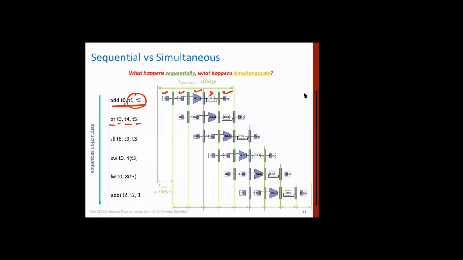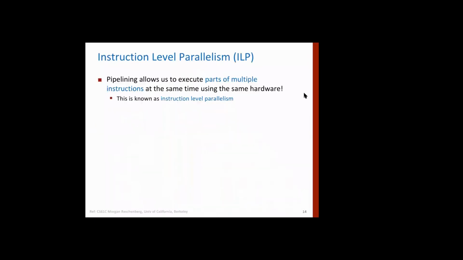We can see that for each instruction the latency is still 1000 picoseconds. Each instruction takes 1000 picoseconds, but a lot of instructions are getting executed in parallel. Actually 5 instructions are getting executed in parallel. This kind of pipeline parallelism is called instruction level parallelism. Basically pipelining allows us to execute parts of multiple instructions at the same time using the same hardware.